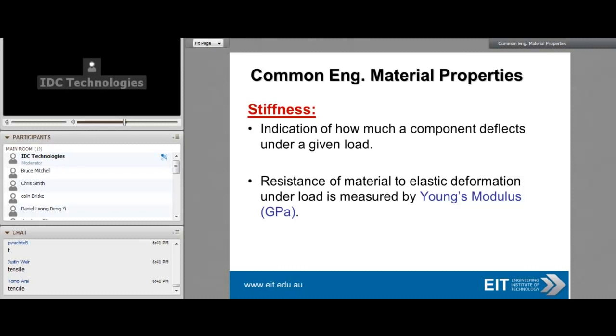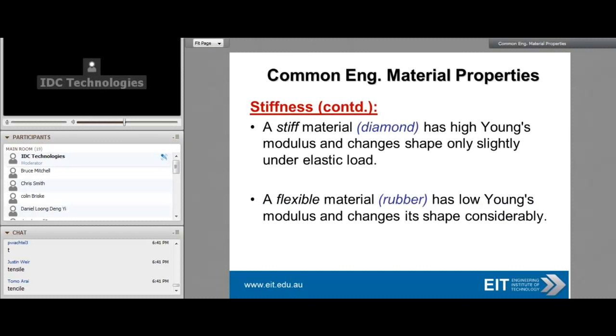Let's talk about engineering material properties for a moment. Stiffness is how much a component will deflect or not deflect under a given load. We're given a stiff material here, diamond. Diamond does not change under very, very heavy loads. Rubber, on the other hand, doesn't take much to change its shape.